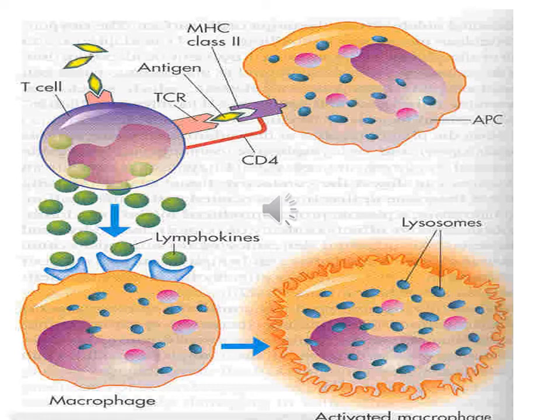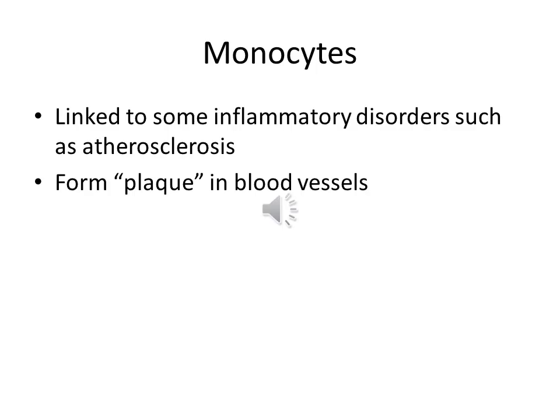Macrophages will also secrete factors that stimulate other inflammatory cells as well as start the healing process. Monocytes make up about 3 to 8% of the leukocytes. If they leave the circulation, they become larger macrophages. Those that remain in the blood have been linked to some inflammatory disorders such as arteriosclerosis.